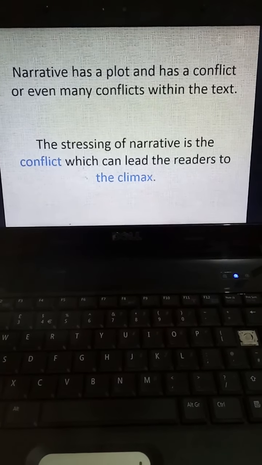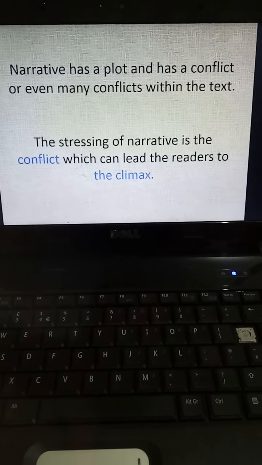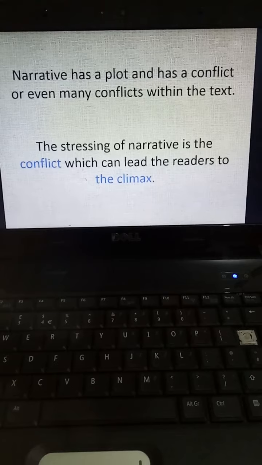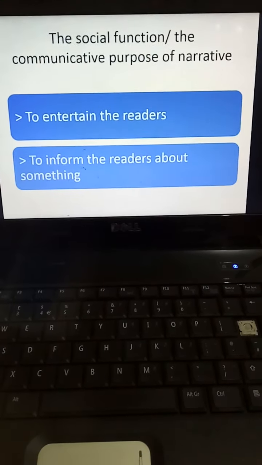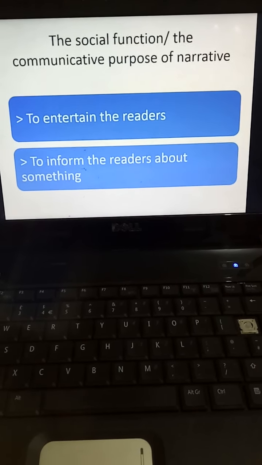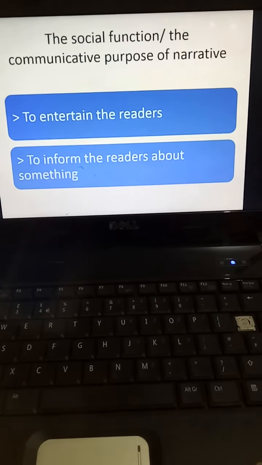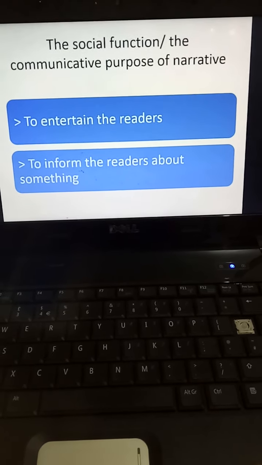Narrative has a plot and has a conflict or even many conflicts within the text. The stressing of narrative is the conflict, which can lead the readers to the climax. The social functions or the communicative purpose of narrative are firstly to entertain or to amuse the readers, secondly to inform the readers about something.